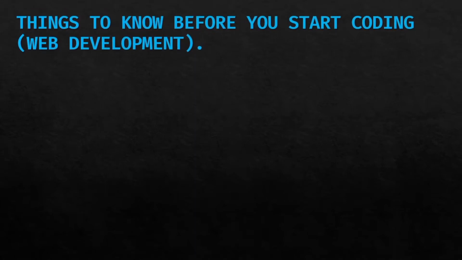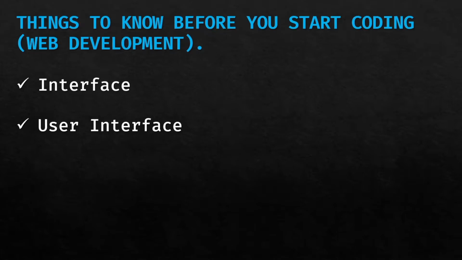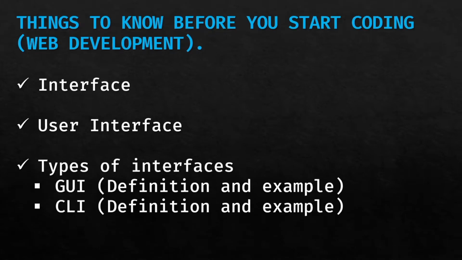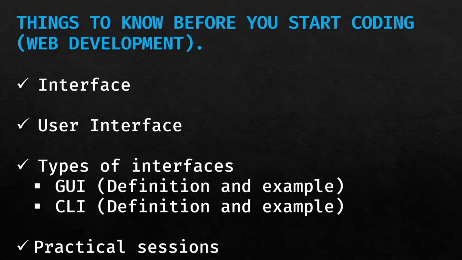Okay, so now we are going to have a look at what an interface is, and also what a user interface is, and then look at some types of interfaces that we have: GUI and then CLI. Alongside these slides, we are going to have practical sessions on how to use these interfaces and how they look.